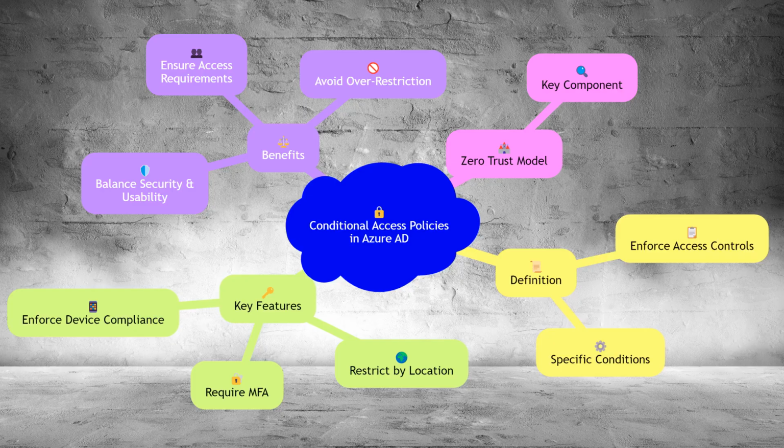Conditional access policies in Azure AD provide a way to enforce access controls based on specific conditions. These policies can be used to require multi-factor authentication, restrict access based on location, or enforce device compliance. Conditional access policies help organizations balance security and usability by ensuring that access requirements are met without overly restricting legitimate users. They are a key component of a zero-trust security model.